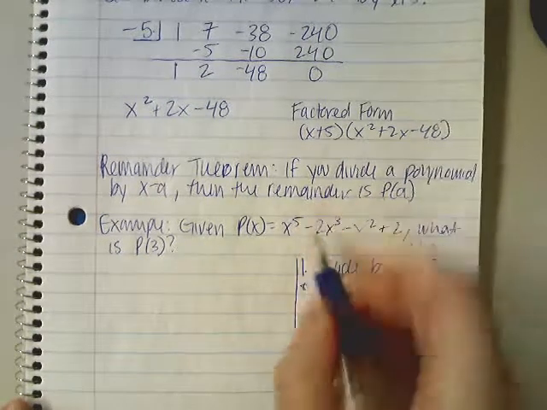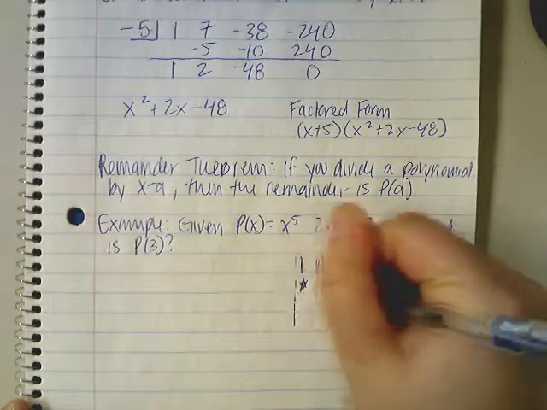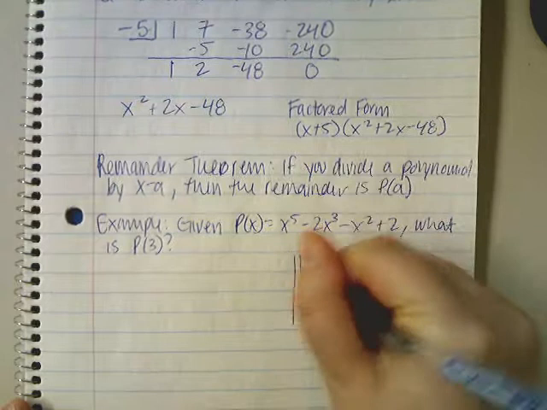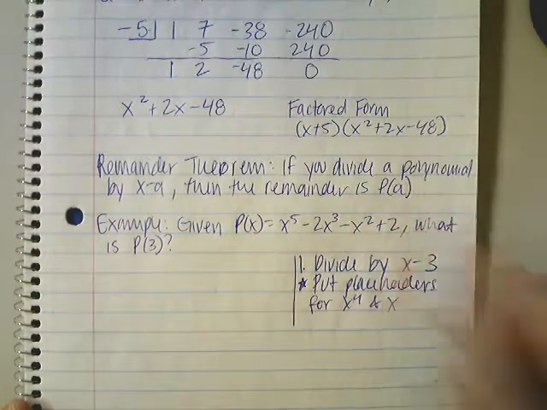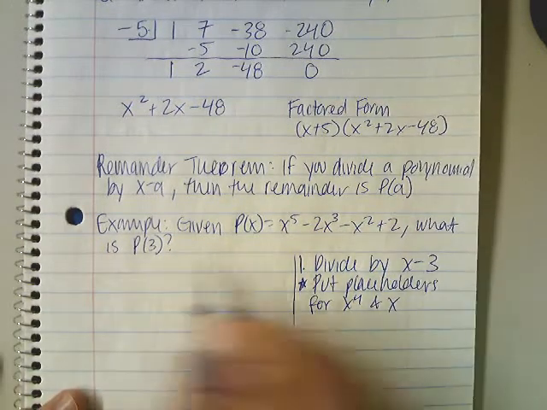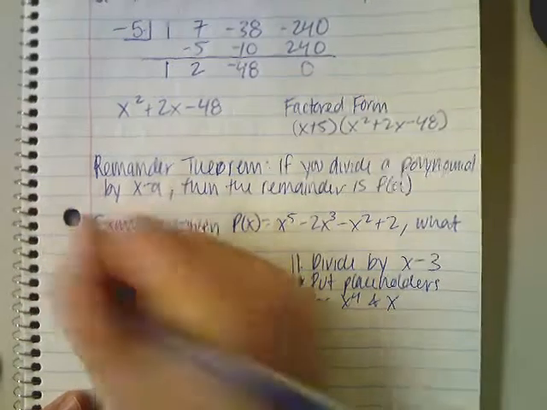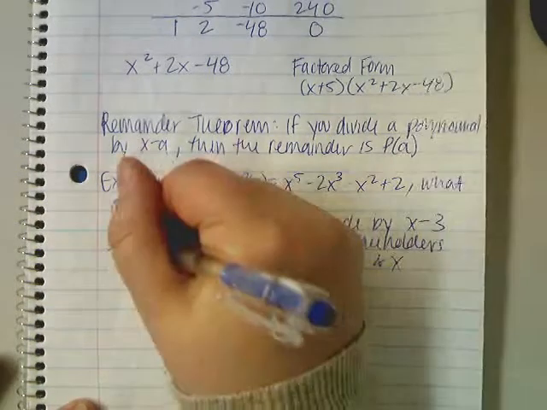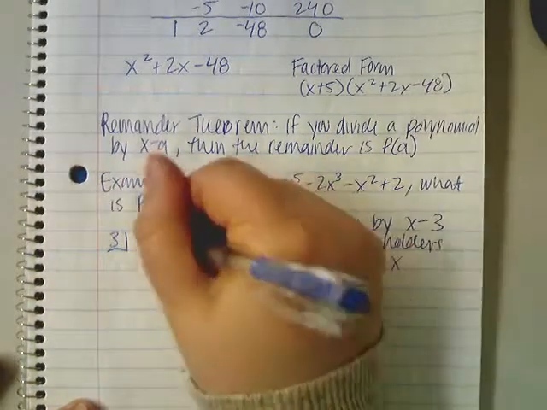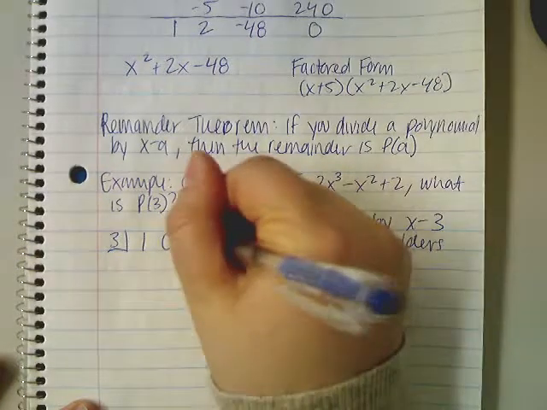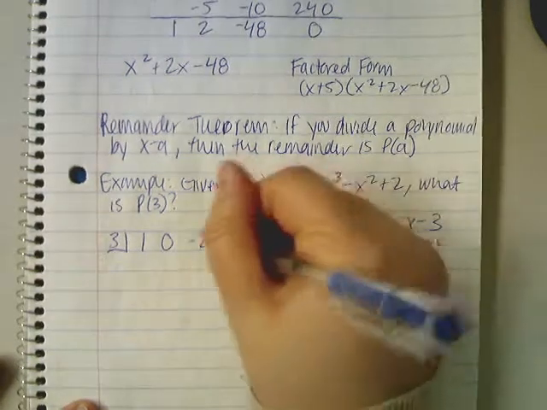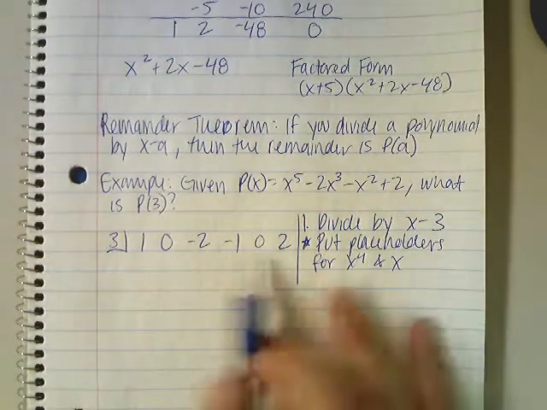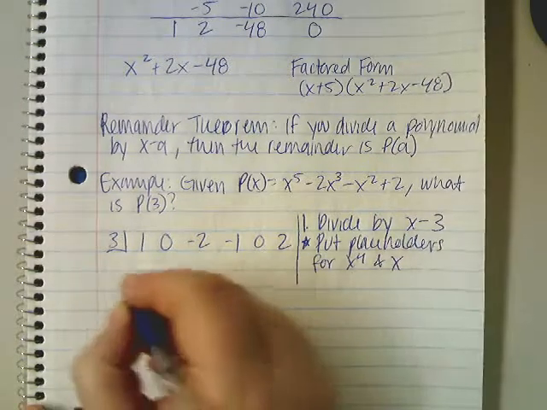One thing when I'm doing this, notice that it skips x to the 4th and x, so I need to put placeholders for x to the 4th and x. Since I'm dividing by x minus 3, the number I put in the little box is positive 3. And I'm going to write down my coefficients. For x to the 5th, I have 1. X to the 4th is skipped, so I put a 0. And then I have negative 2 x cubed, negative 1 x squared, 0 x, and 2. So those are all my coefficients. Note that I had to put zeros for the x to the 4th and the x.